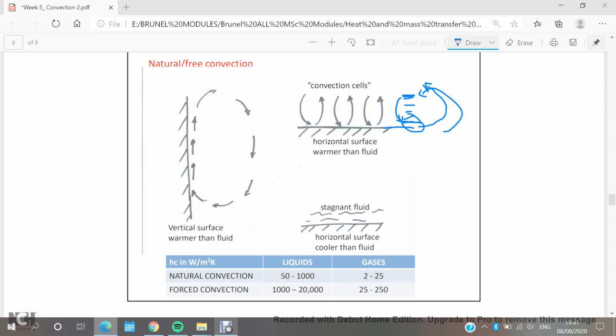So we can understand from this symbol that the Nusselt number in natural convection is a function of the buoyancy force, because the buoyancy force dominates the flow movement instead of an external force such as a fan or a compressor.